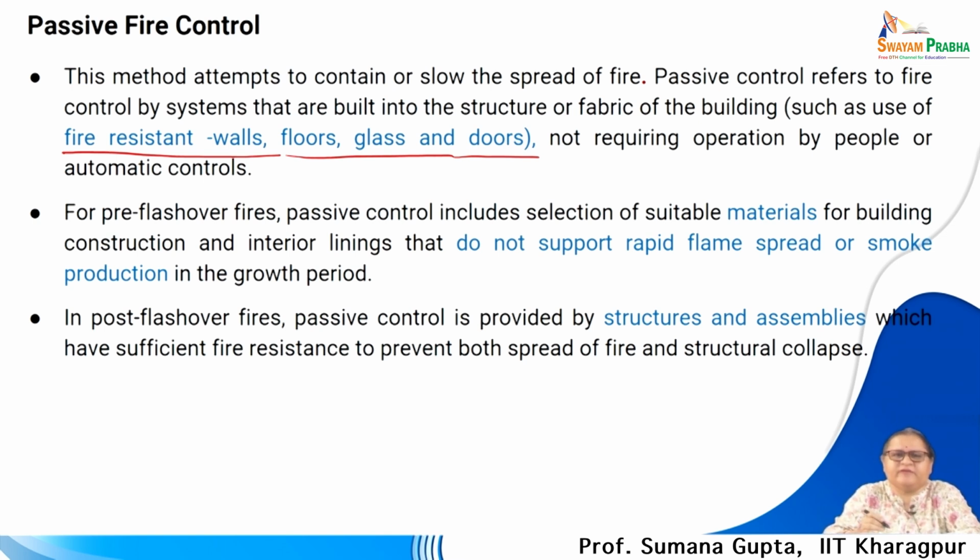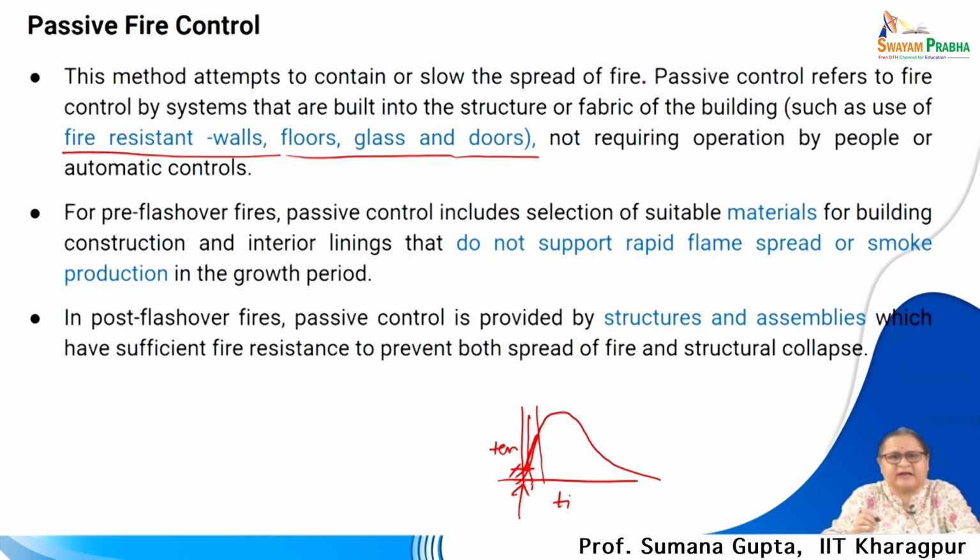For pre flashover fires, if you remember the flashover, flashover fire happens like this. This is the flashover zone, with time on one axis and temperature on the other. Within a very short period of time there is a very sharp increase in temperature, which is the flashover. So, this is the pre flashover period.